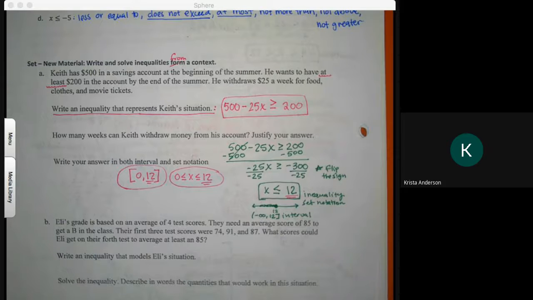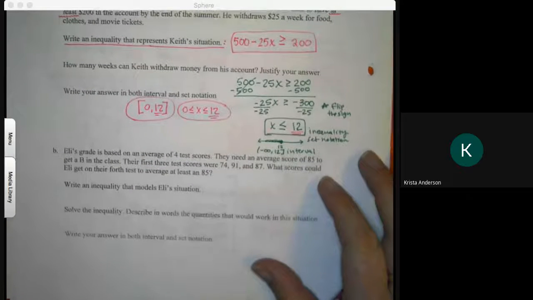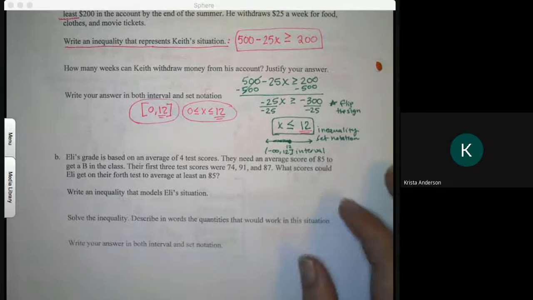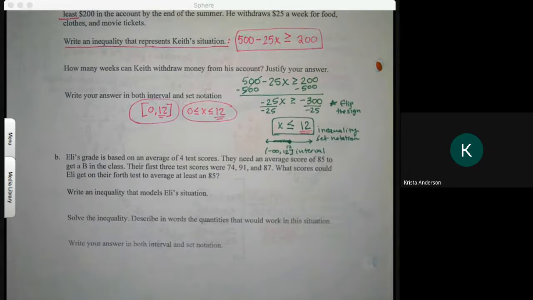Any questions? Section B. Eli's grade is based on an average of 4 tests. They need an average score of 85 to get a B in the class. Their first 3 test scores were 74, 91, and 87. What scores could Eli get on the 4th test to average at least 85?